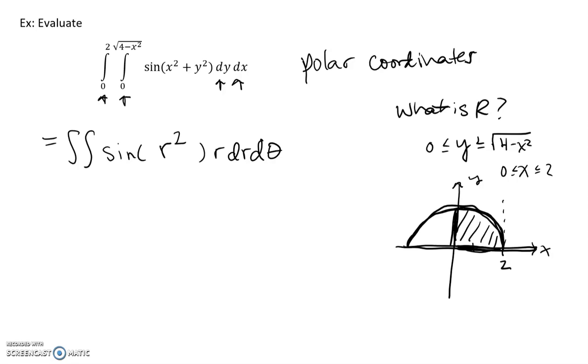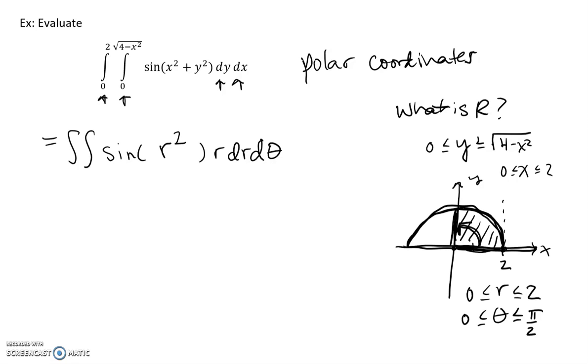So now taking a look at that, we can look for what our R bounds and theta bounds are. It seems like R then goes from 0 over to 2. And then theta, notice I only need to swing through a quarter turn, so it's just going to be 0 to pi over 2.